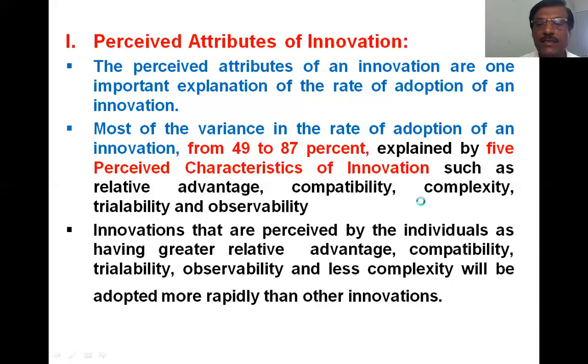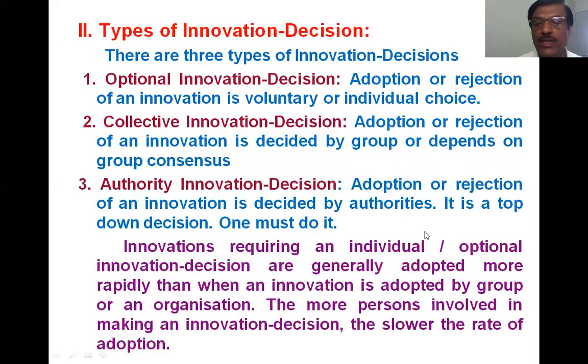So the next factor that influences the rate of adoption of innovation is the types of innovation decisions. There are mainly three types of innovation decisions. The first one is optional innovation decision, the second one is collective innovation decision, and the third one is authoritative innovation decision. So let us see them one by one.